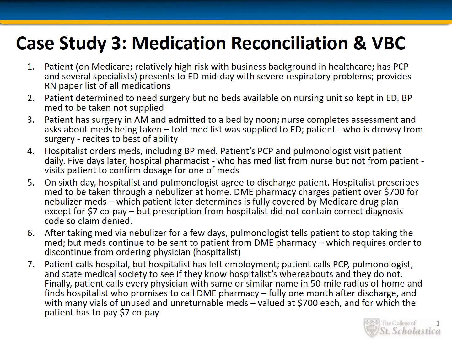Finally, the patient calls every physician with the same or similar name in a 50-mile radius of his home and finds a hospitalist who promises to call the DME pharmacy fully 1 month after discharge and with many vials of unused and unreturnable meds, valued at $700 each, although the patient has now gotten the prescription coded correctly and is paying only the $7 copay.